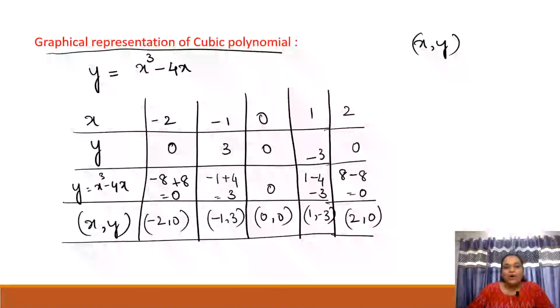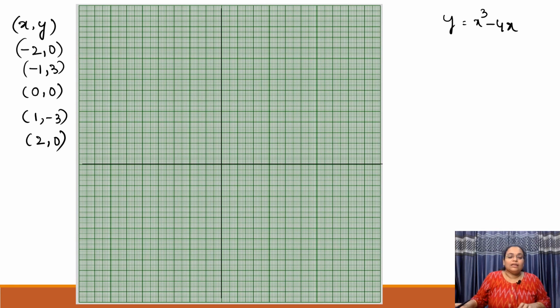Now let us plot a graph for the cubic polynomial. Before that, by seeing the x and y coordinates, we can say that it has 3 zeros, right? Minus 2, 0 and 2. There are 3 zeros for the cubic polynomial. So these are the coordinates for this cubic polynomial. Now let us plot a graph.